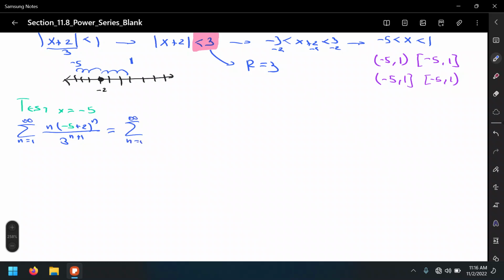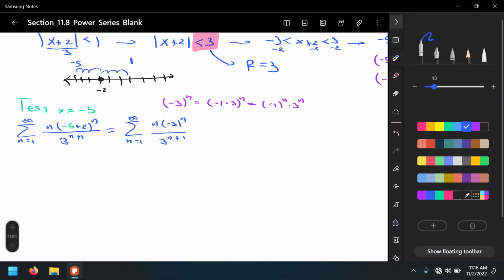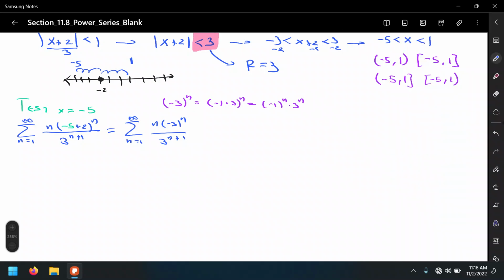So no more x, so that's n times (-3)^n over 3^(n+1), and the factor in the numerator, (-3)^n, is the same as saying inside of the parentheses -1 times 3, to the n, which is the same as (-1)^n times 3^n. Okay, we're going to need this later. I'm going to do this only once. Later I'm just going to go with the answer.